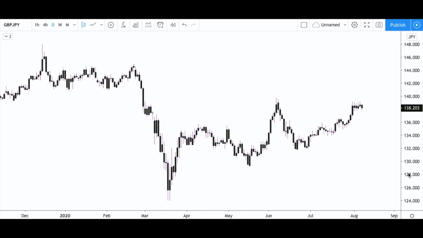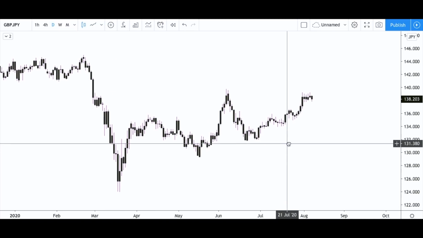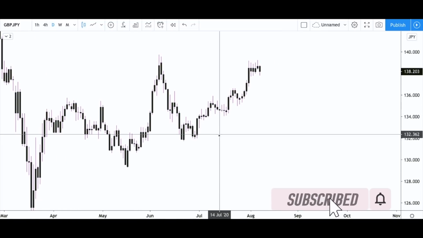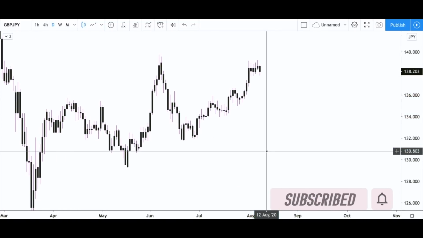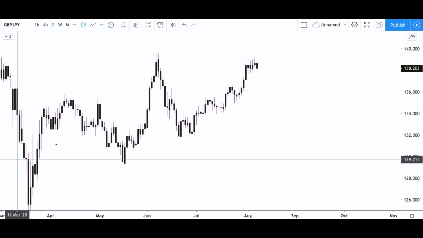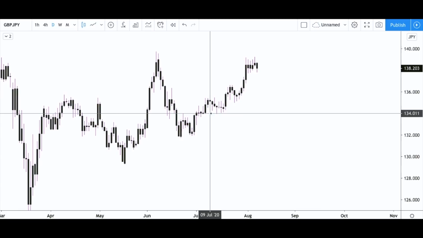In this video, I'll be going over some setups I have for you guys, starting off with GBPJPY. Now on the daily time frame, you can see we are in an uptrend looking at this move right here. And you guys can see we can identify the market structure just by looking at this uptrend.